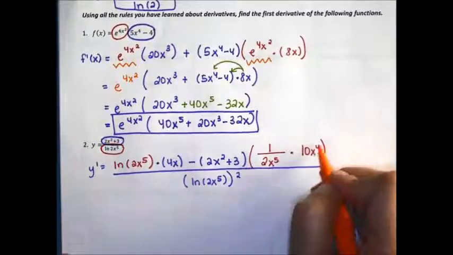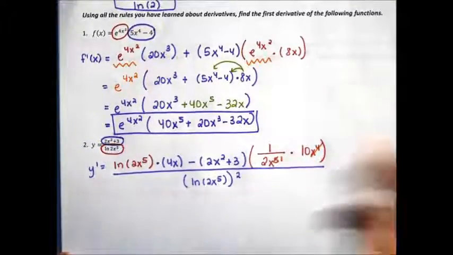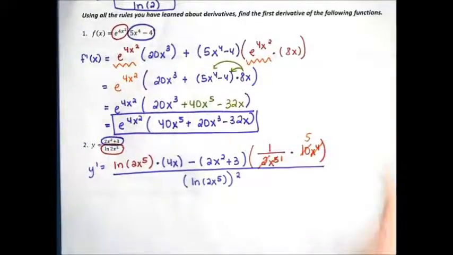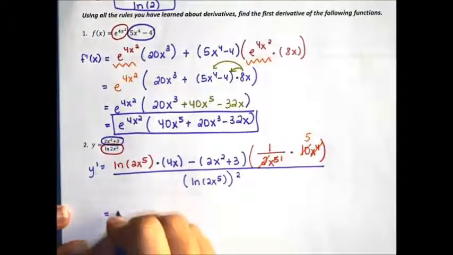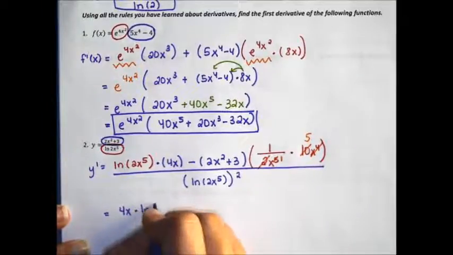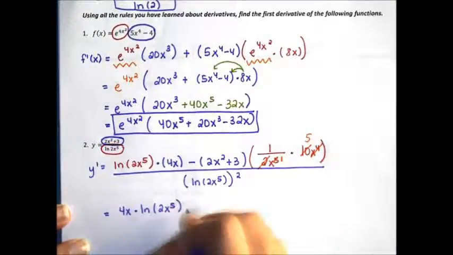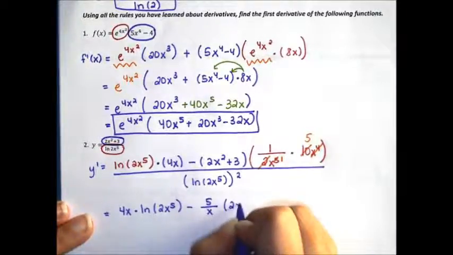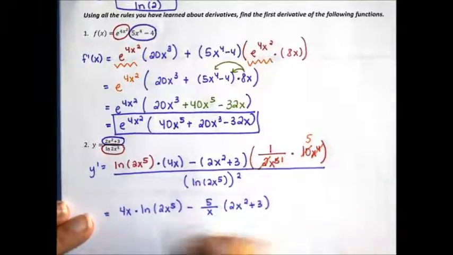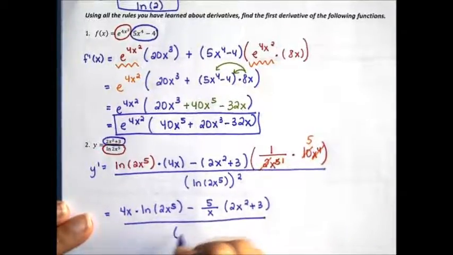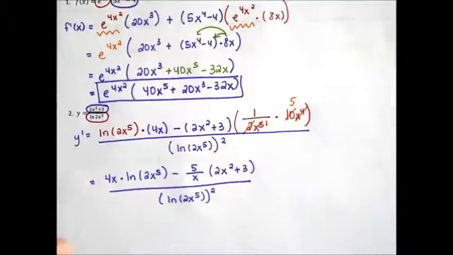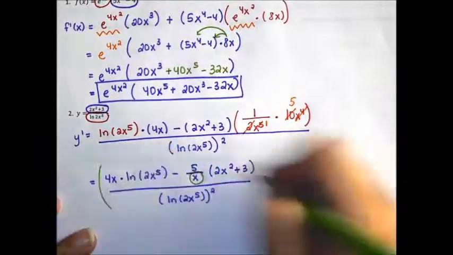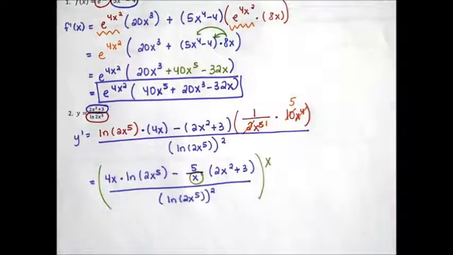So the fourth power and the fifth power cancel and make a 1. The 2 and the 10 cancel and make a 5. Which means I get 4x, I'm going to pull out to the beginning, times the natural log of 2x to the fifth minus 5 over x times 2x squared plus 3 all over the natural log of 2x to the fifth squared. In order to avoid having this x in the denominator here, I'm just going to multiply through by an x to make that cancel.